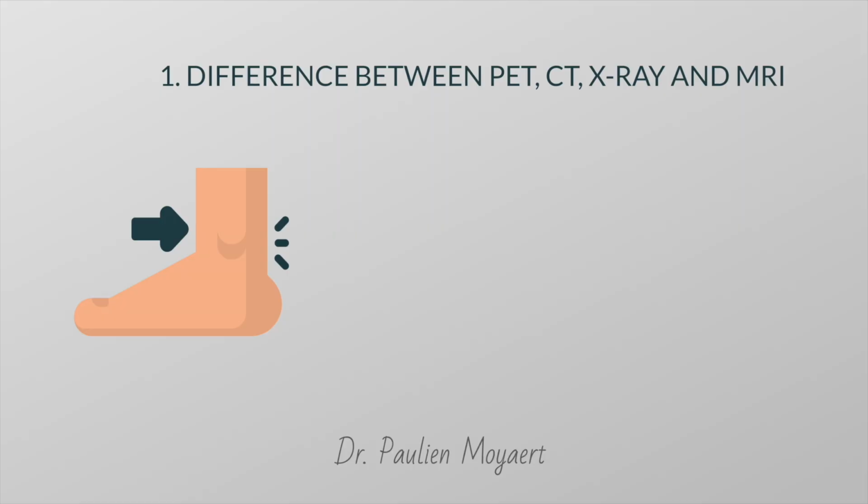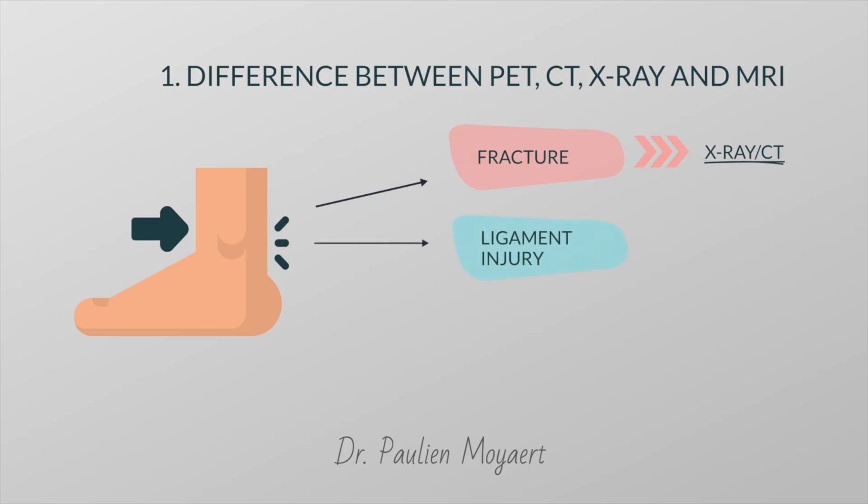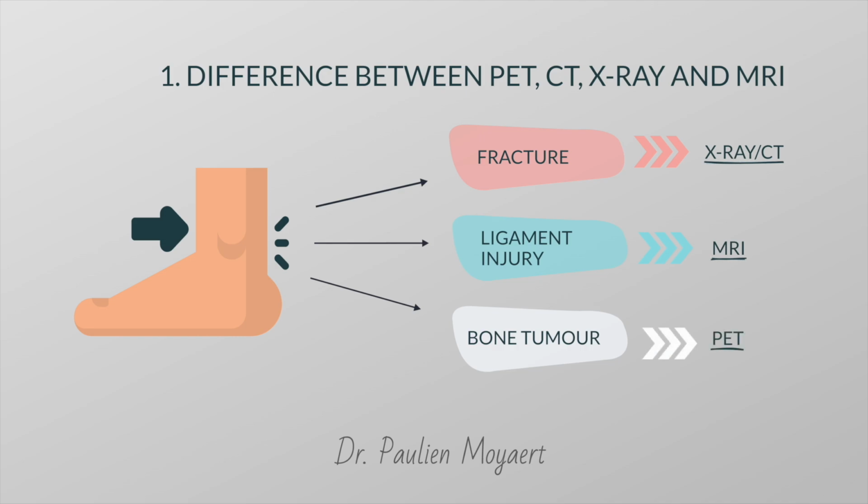For example, if you have pain in your ankle and the doctor suspects a fracture, he will order an X-ray or a CT scan. Both imaging techniques are good at diagnosing bone injuries. If it is most likely a ligament injury, the doctor will order an MRI scan. This is because MRI is better suited for examining soft tissue injuries, particularly in the ligaments or tendons. And finally, if a bone tumor is suspected, a PET scan will be performed.